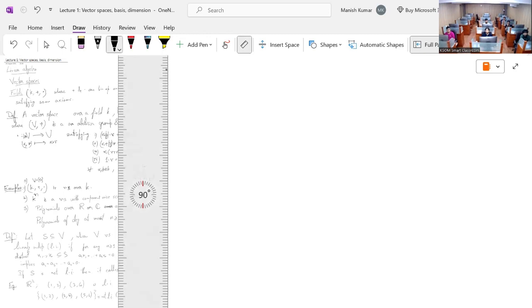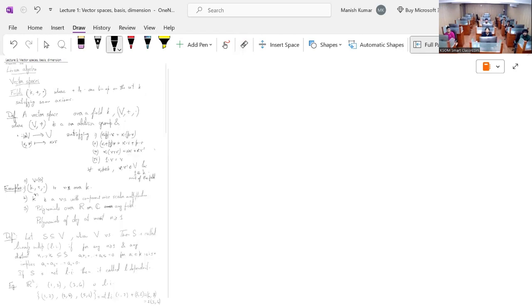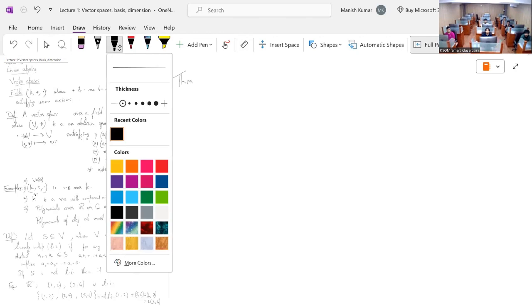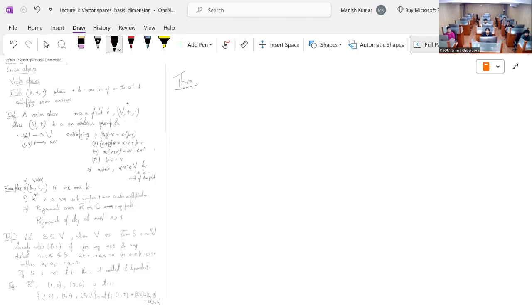It is visible. Okay, so it is somewhat useful. So let me keep it this way. So this has become a bit thin. So let's just go to the next theorem.